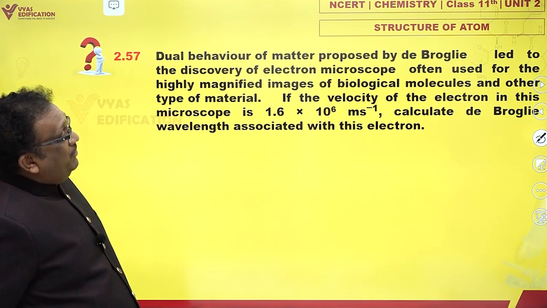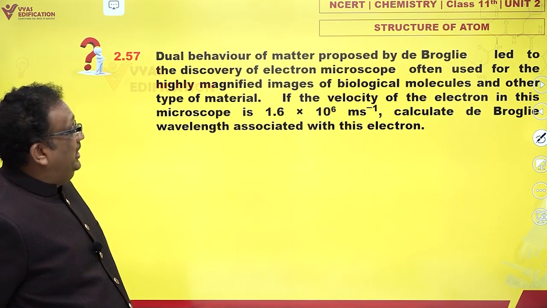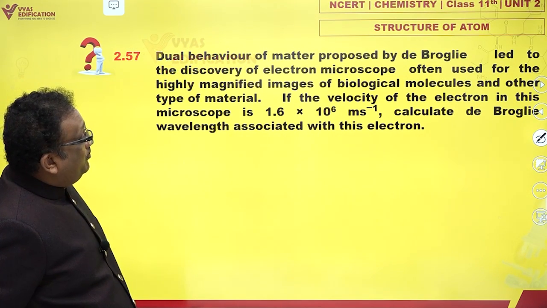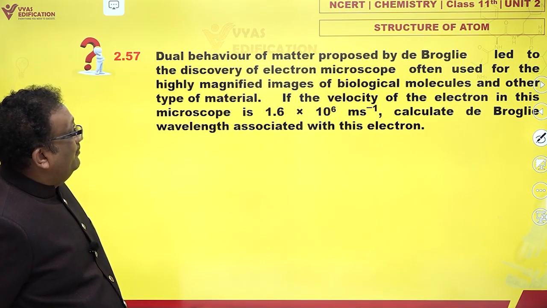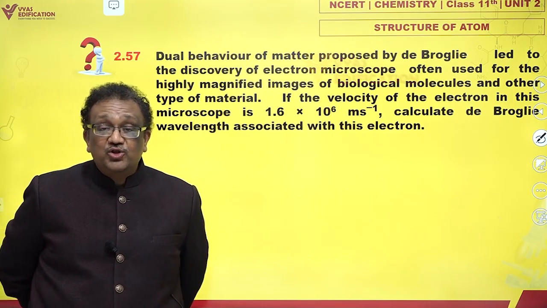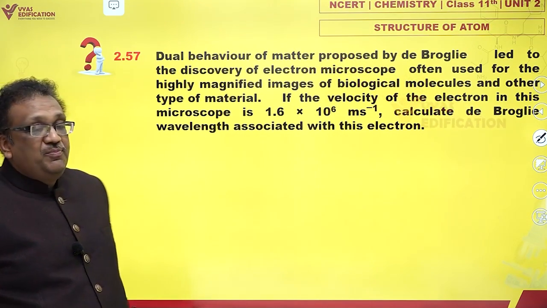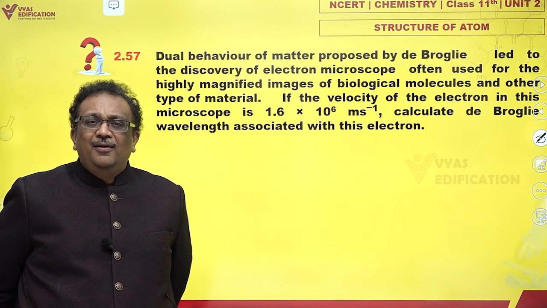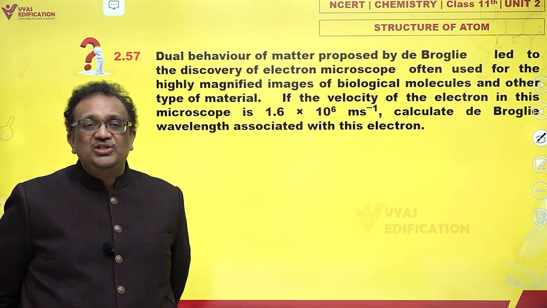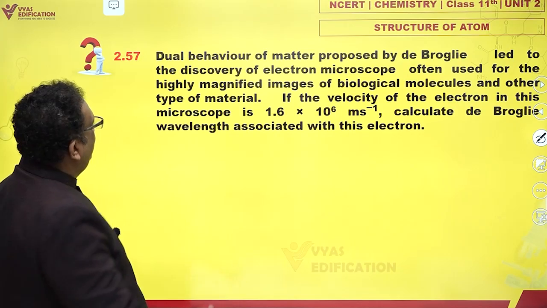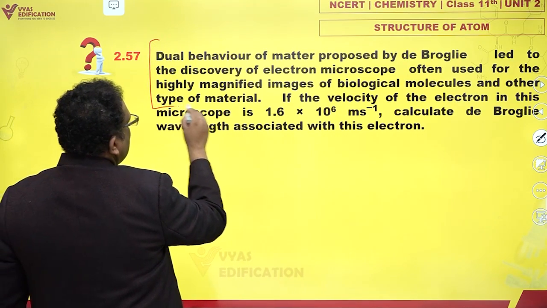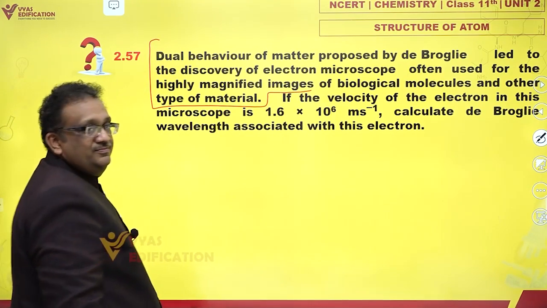And this one goes with the de Broglie equation. It says, dual behavior of matter proposed by de Broglie led to the discovery of the electron microscope, often used for highly magnified images of biological molecules and other types of materials. Lovely though this is, it's all junk. This is one piece of the question which is just irrelevant.